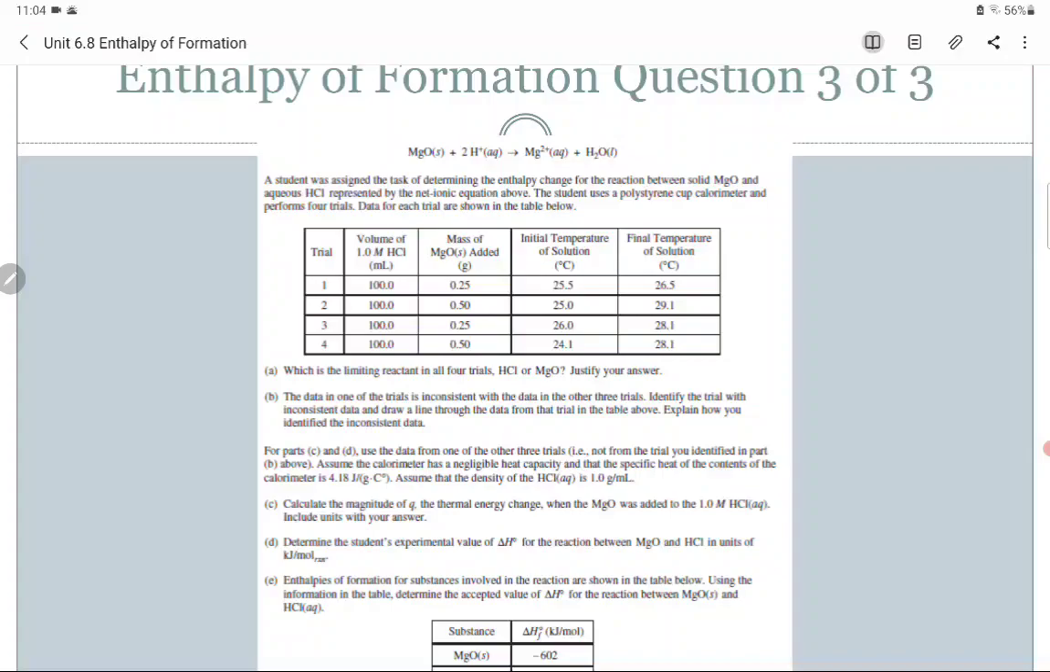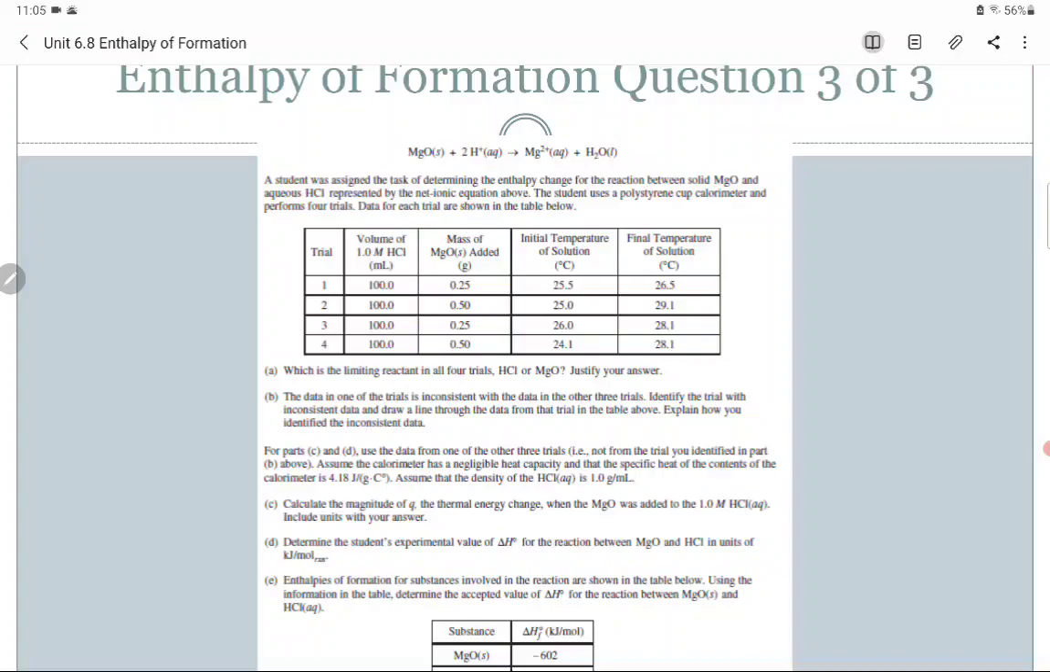They carry out the chemical reaction in a polystyrene cup. For us, it's a coffee cup calorimeter. That's pretty typical. And they decided to do 4 trials of this. Okay, so they measured the amount of hydrochloric acid, they measured the grams of magnesium oxide they're using, and they got initial and final temperatures.